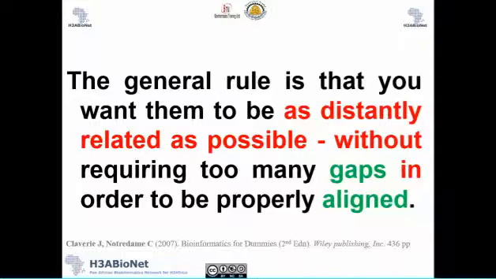related as possible, without requiring too many gaps in order to properly align. This is the general rule: to have sequences distantly related as possible without requiring too many gaps.